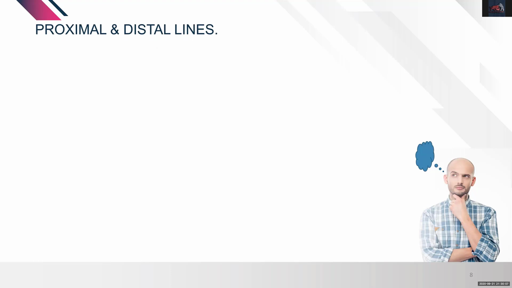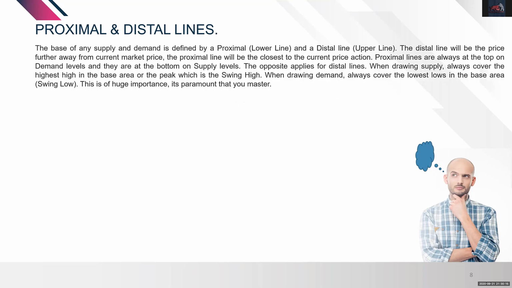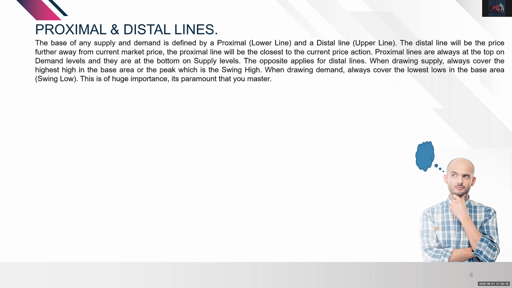Okay, before we go to the illustration of engulfing pattern of supply zone or demand zone, let's talk about proximal and distal lines quickly because they are part of the demand and supply zones. The base of any supply and demand is defined by a proximal line, which is the lower line, and a distal line, which is the upper line.